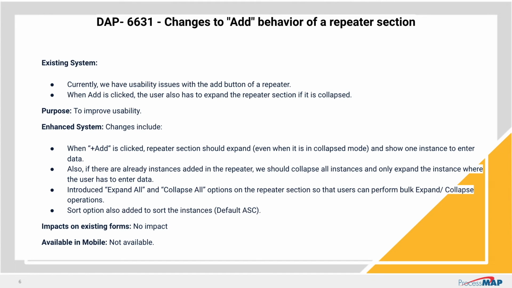In 22.1, we've made enhancements to the add behavior of a repeater section. Currently, when add is clicked, the user also has to expand the repeater section if it happens to be collapsed. In the new enhancement, when add is clicked, the repeater section will expand automatically and allow you to enter the data. If there are already instances added in the repeater section, they will be collapsed and only the section where the user is adding the data will show. We've added a collapse all and an expand all to the repeater section so you can see the data in the form much more easily, as well as a sort option.